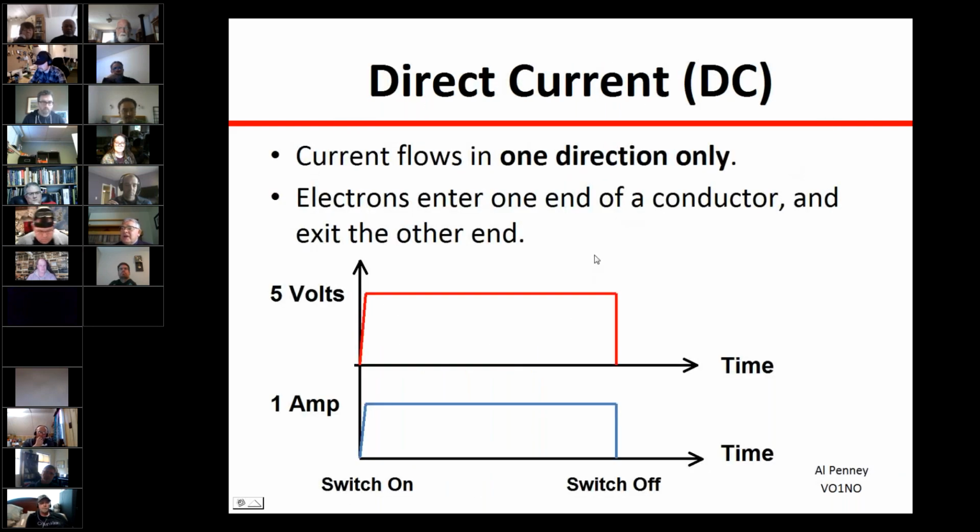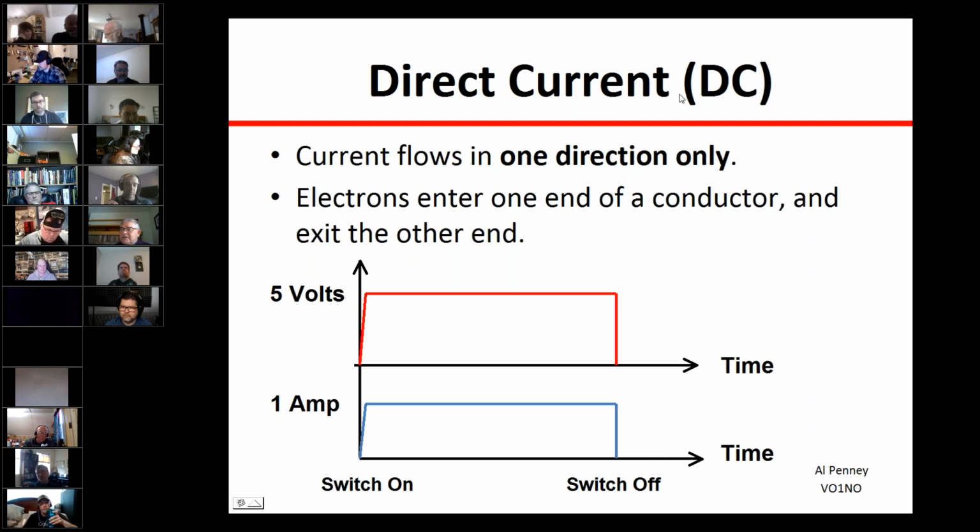Now we've got what's called direct current. So the current flows in one direction only. The electrons enter one end of the conductor and exit the other end. So that's direct current. If you take a look here, I've got a scale where time is on the horizontal axis, and on the vertical axis we're measuring the voltage and the current.